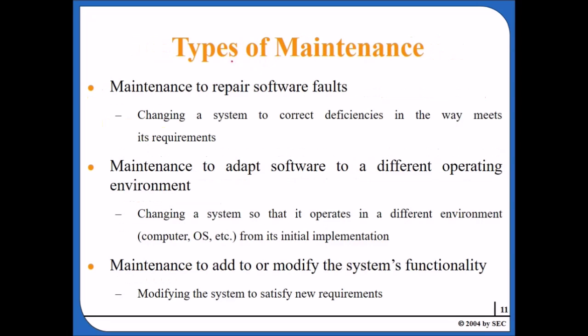We are continuing our maintenance talk, and this is the types of maintenance. Maintenance to repair software faults, say changing a system to correct deficiency in the way it meets its requirements. Maintenance to adapt the software to a different operating system, so changing a system so that it operates in different and various types of environment from its initial implementation, right? And maintenance to add to or modify the system functionality, meaning modifying the system to satisfy new requirements as well.